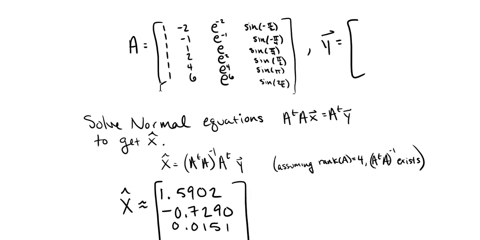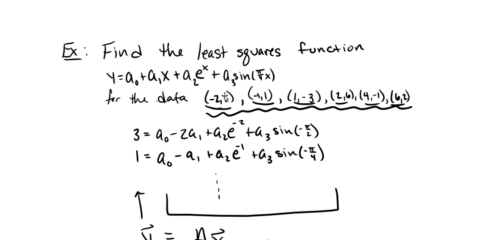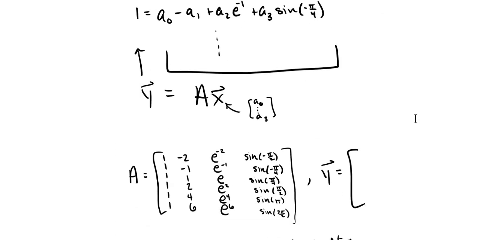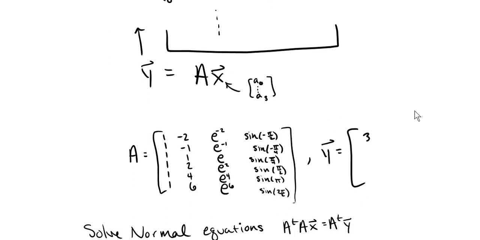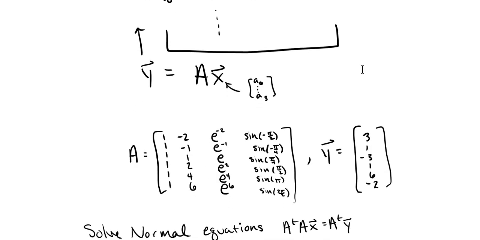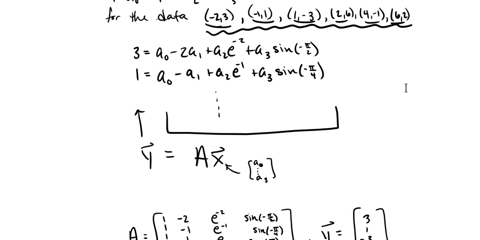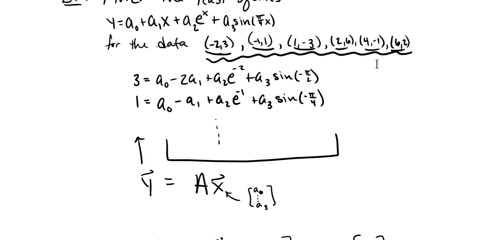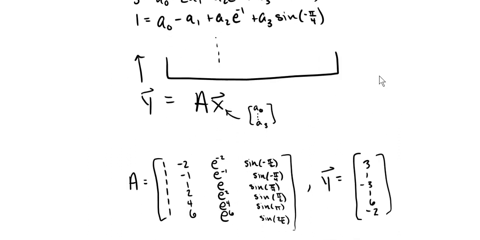Let's see if I wrote that. So 3, 1, negative 3, 6, negative 1, 2. Let's see if I remembered all that correctly. Got this wrong.